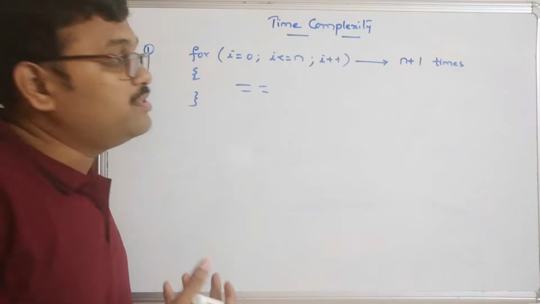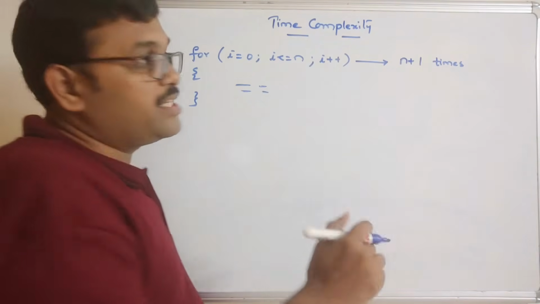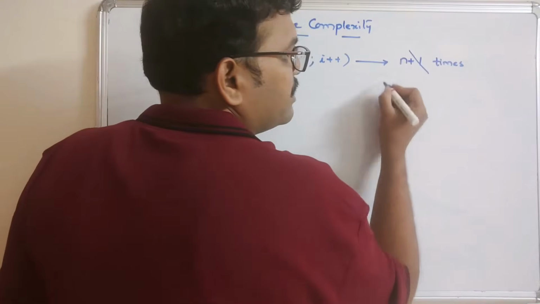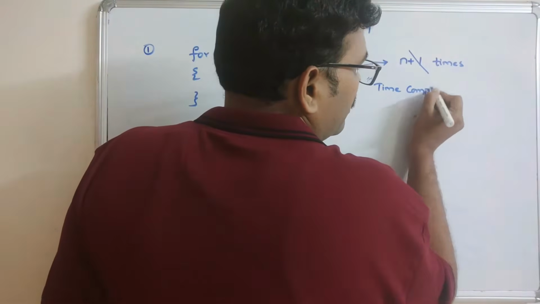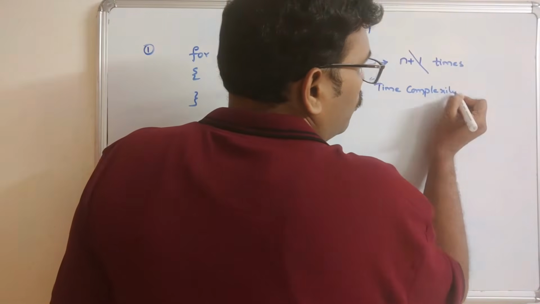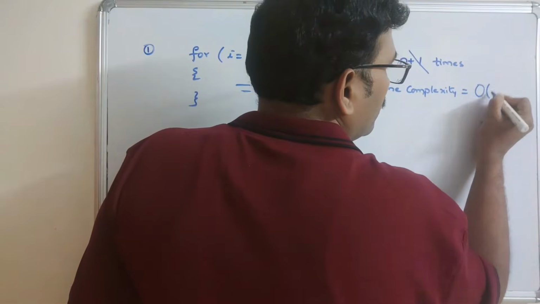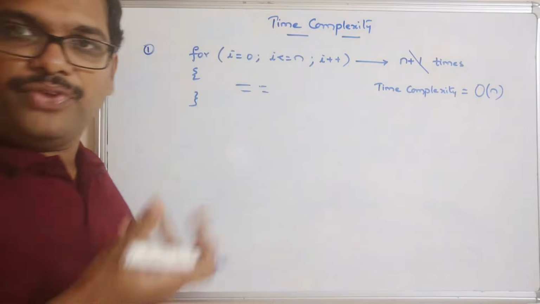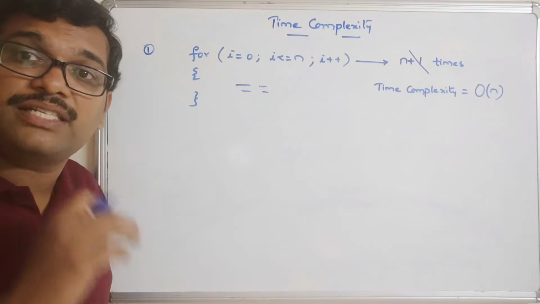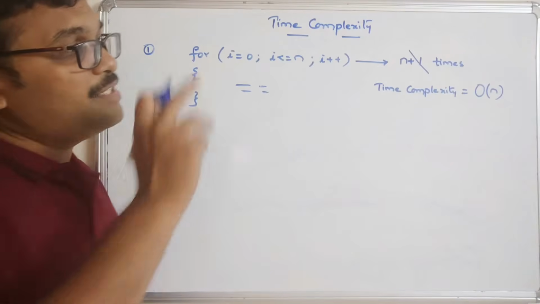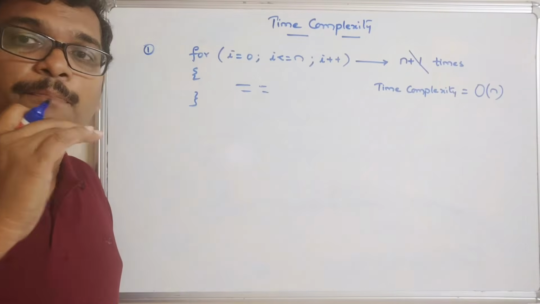And what we have seen is that we have to avoid the constants. So the time complexity of this particular code will be order of n, big O of n. The time complexity is always represented using the worst case scenario, that means order of n, which gives the upper bound.